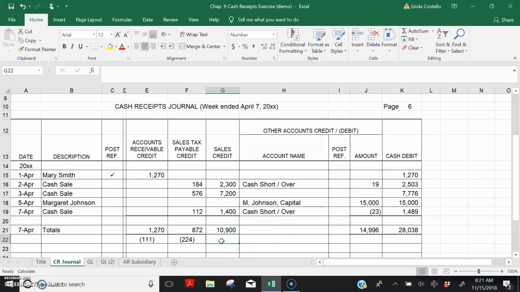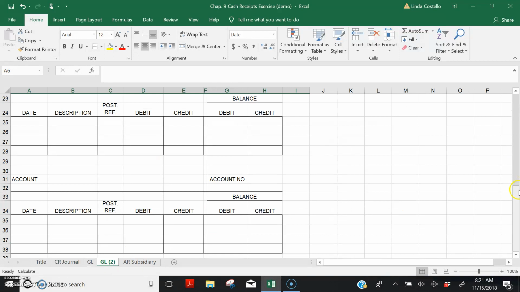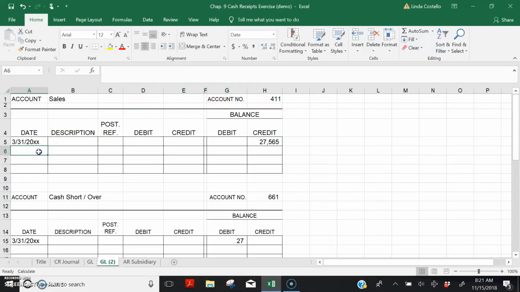Next, we'll post this $10,900 credit to sales. Turn to the general ledger account 411. Date, April 7th. Leave the description blank. Posting reference CR6, credit $10,900, leaving a credit balance in the amount of $38,465. That's the $27,565 previous credit balance plus the $10,900 credit we just posted. Return to the cash receipts journal and record the account number 411 in parentheses underneath the sales credit column.